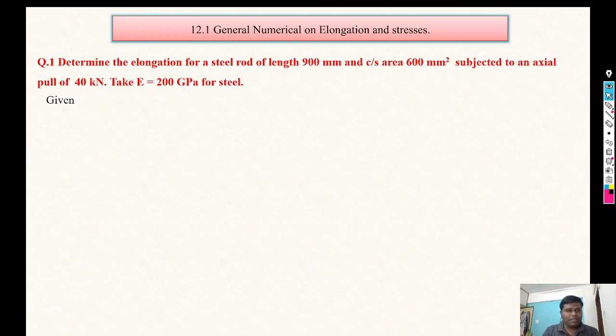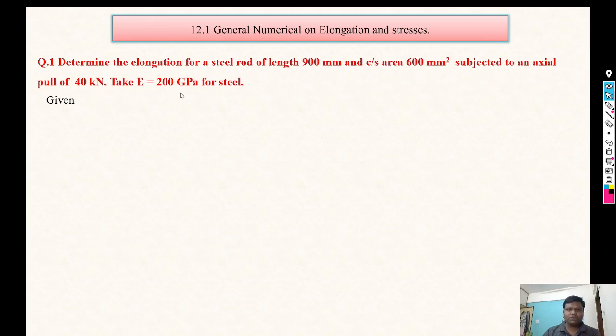So the first numerical is: determine the elongation of a steel rod of length 900 mm and cross section area 600 mm square, subjected to an axial pull of 40 kilonewton.